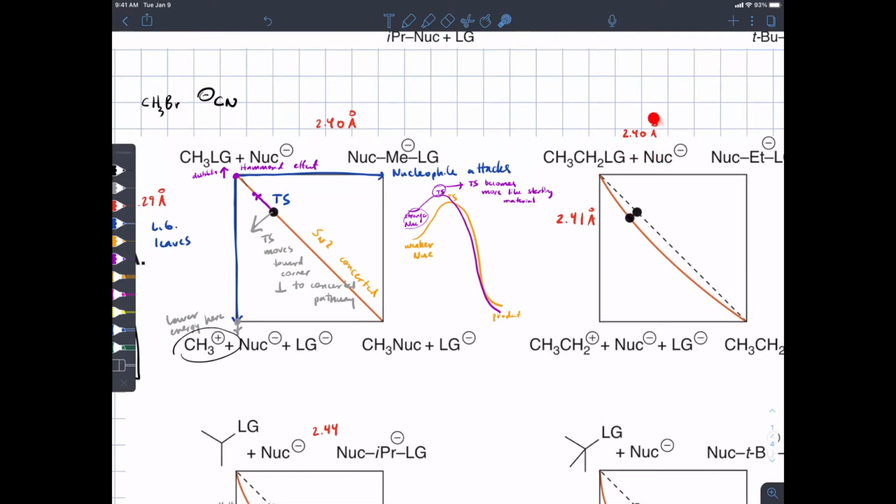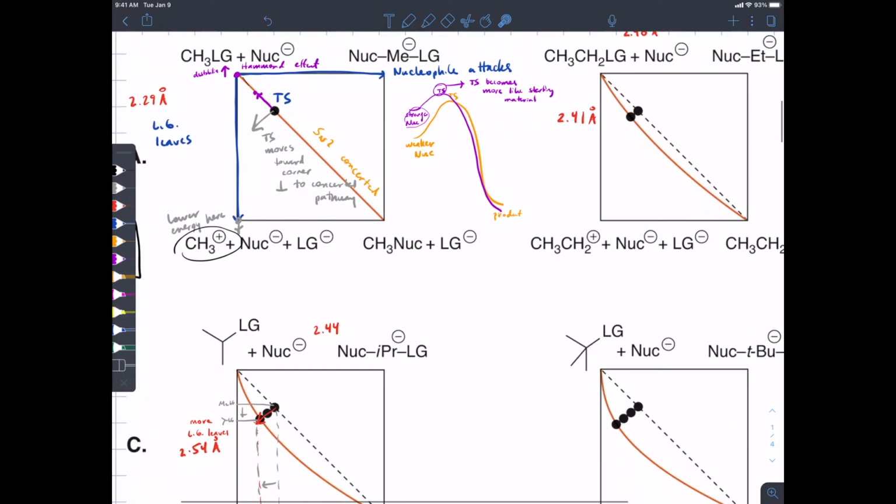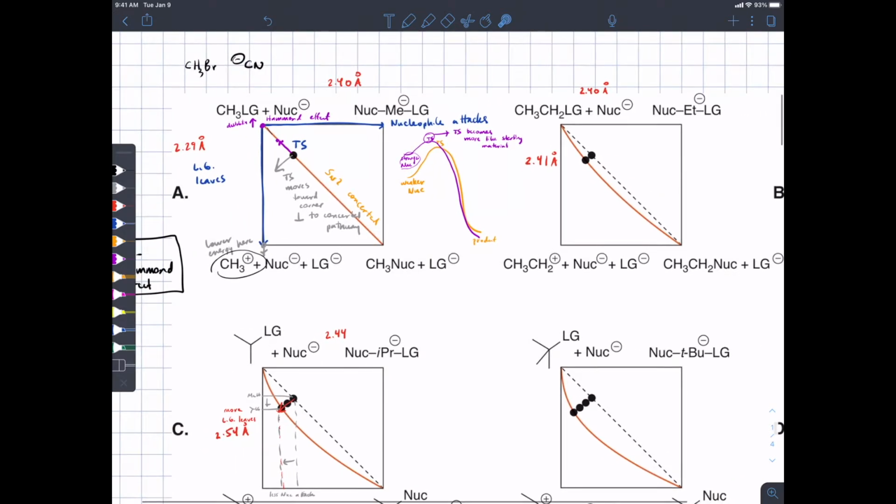We don't necessarily see, for the calculations I've done, a change in where the nucleophile is for methyl versus primary, but we see a fairly substantial change in how much leaving group is left, from 2.3 angstroms to 2.4. And then as we go to the secondary alkyl halide, again, where the nucleophile is hasn't changed a lot, but where the leaving group is has changed quite a bit. So this is an example of the kinds of predictions you can make using this type of diagram.